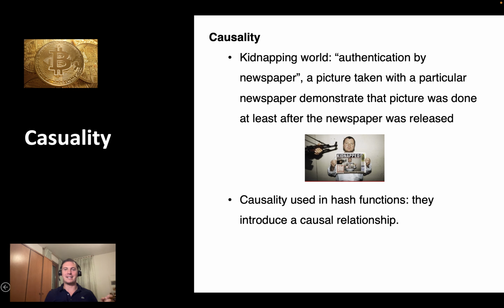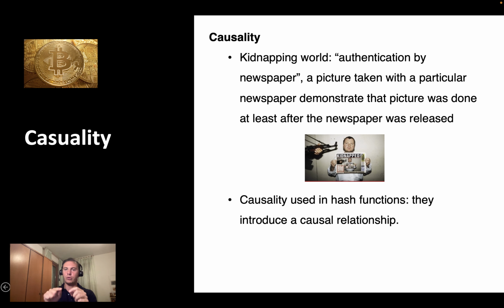In fact, causality is the reason why cryptographic hash functions, now related to Bitcoin, are so crucial when it comes to timestamping documents in cyberspace. They introduce a causal relationship because it's not possible to create a hash without having the document in the first place. We will discuss more in detail later, but keep the same link.